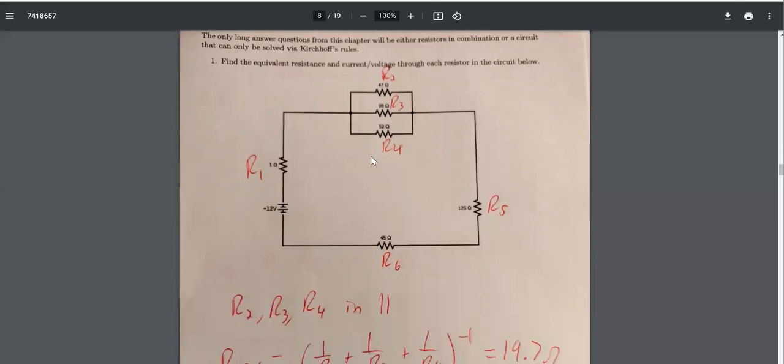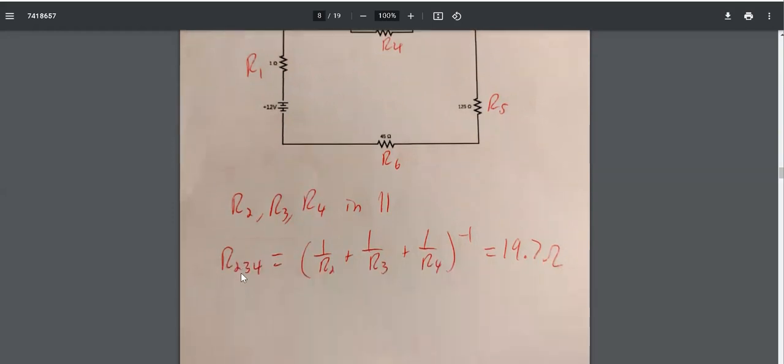Now, we can have combination circuits with resistors, just like we could with capacitors. And essentially, we work them the exact same way. We look at some subset of the circuit where all the resistors are in parallel or all of them are in series. We replace them with an equivalent one, and then we do the same thing over again. So here we can notice that R2, R3, and R4 are all in parallel, which means that we can replace them with a single resistor, R2,3,4. And resistors in parallel have this form. We add the inverses and take the inverse to find the equivalent resistance.